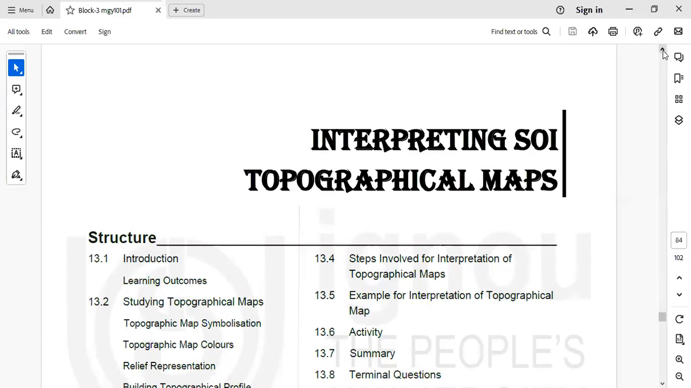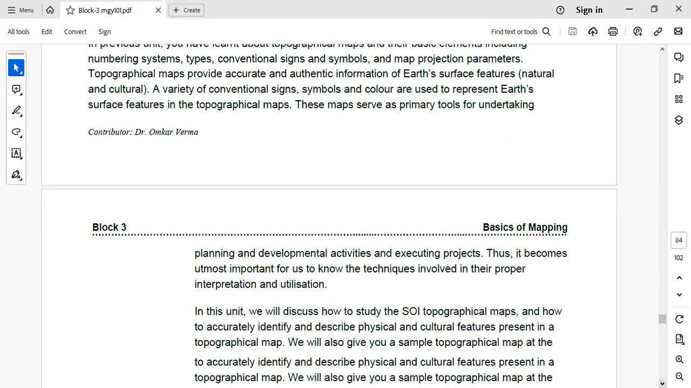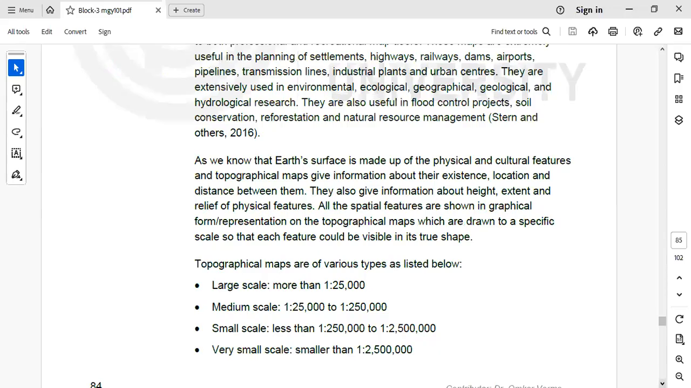SOI stands for Survey of India topographical maps. So I already informed you that in topographical maps, we will get the 3 dimensions of the earth features, and these dimensions are height, width, and relief of a particular feature.